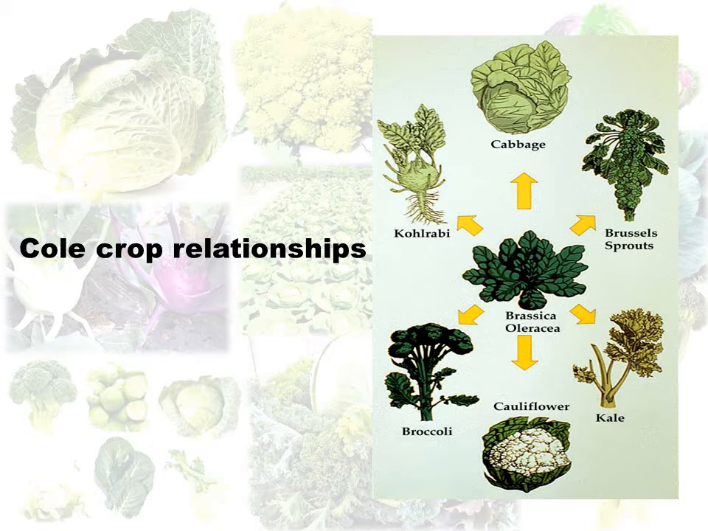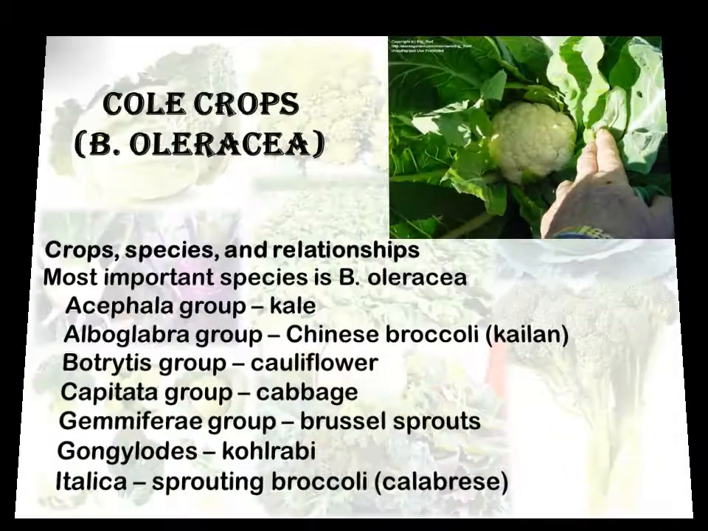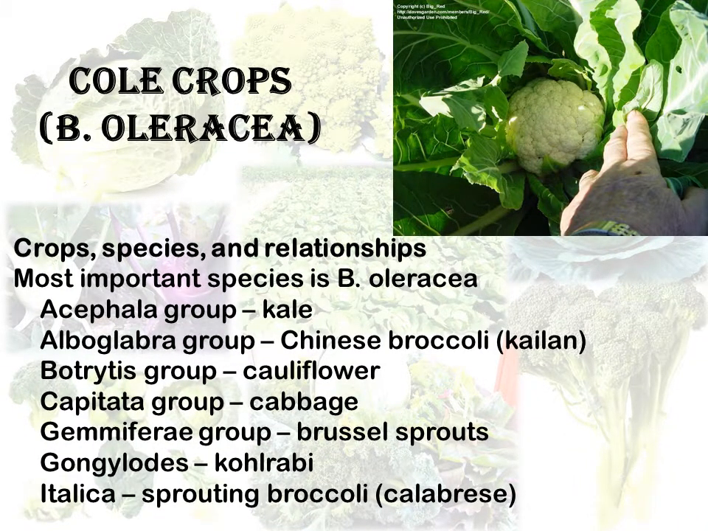Now again, cole crop relationships. If you see, this is the Brassicaceae, like broccoli, cauliflower, kale, cabbage, etc. How they are interlinked. Now these are the general characters. Cole crops, Brassica oleracea. So again, there are different groups like Acephala, that is the kale group, Botrytis, cauliflower, Capitata group, cabbage.